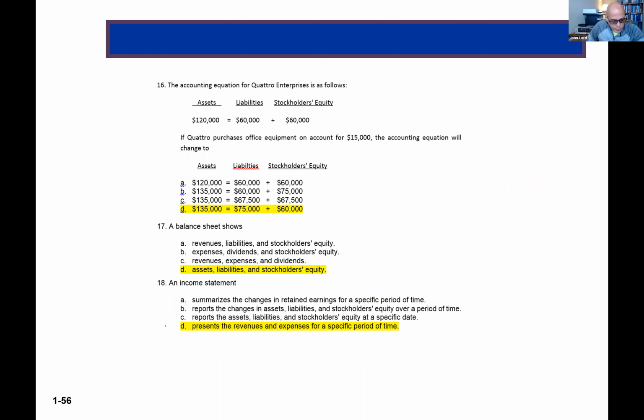Okay, good. The accounting equation for this company: assets equal liabilities plus stockholders' equity. If Quattro purchases office equipment on account, okay, so we've seen what? We've seen liabilities now, guys, described as bills to pay. We've seen it described as getting something on credit, and now we're seeing that we acquired it on account. That means that what? It's going to be a liability.